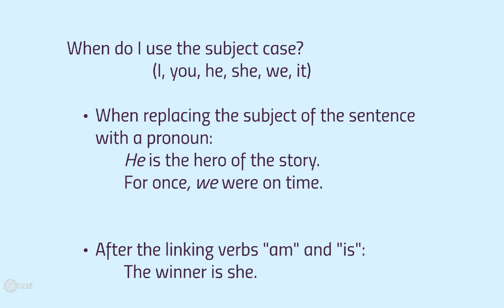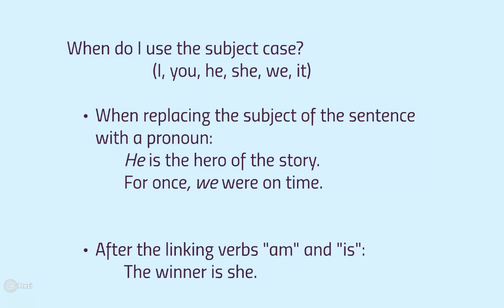The first is when you need to replace the noun that is the subject of a sentence. So here, he is the subject of the sentence. He is the hero of the story. The second sentence here, we would use the plural subjective personal pronoun, we. We have an introductory phrase: for once, we were on time. So the subject of the sentence, who we're talking about here, is we. We is the subject, so we would use we rather than us.